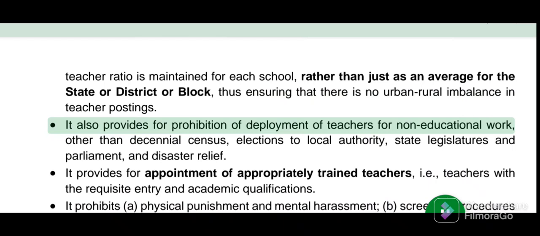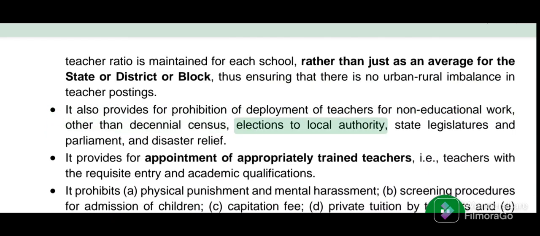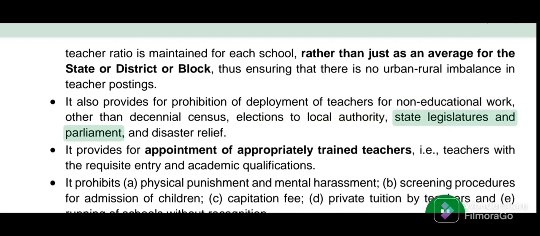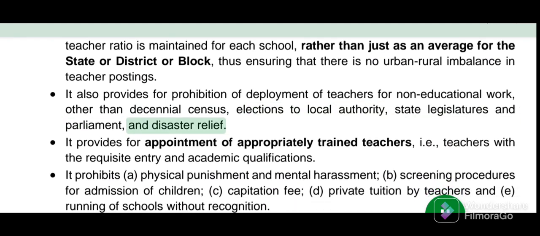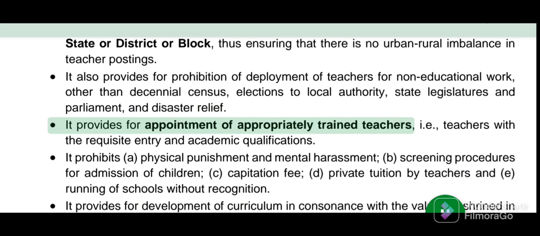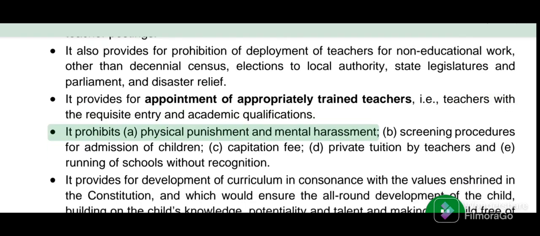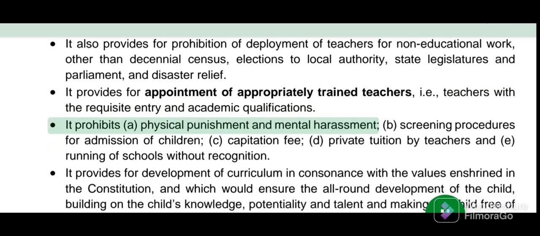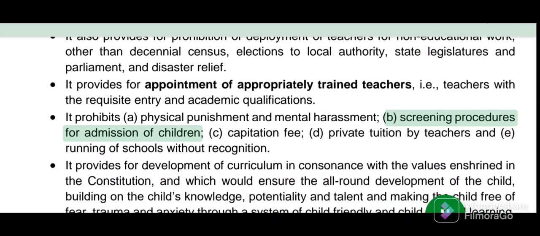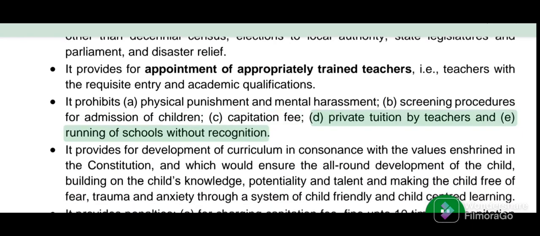It also provides for prohibition of deployment of teachers for non-educational work, other than decennial census, elections to local authority, state legislatures and parliament, and disaster relief. It provides for appointment of appropriately trained teachers, i.e., teachers with the requisite entry and academic qualifications. It prohibits physical punishment and mental harassment. B. Screening procedures for admission of children. C. Capitation fee. D. Private tuition by teachers and E. Running of schools without recognition.